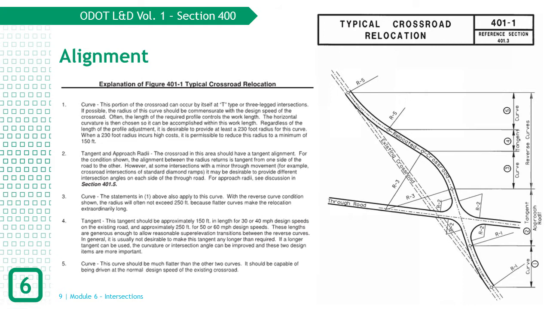Figure 401-1 shows a strategy of realigning the crossroad to eliminate or reduce an existing heavily skewed intersection using a series of reverse curve combinations. Tangents are provided between curves to transition the superelevation rate and adjacent to the through road to transition the cross slope of the crossroad to match the profile grade of the through road.